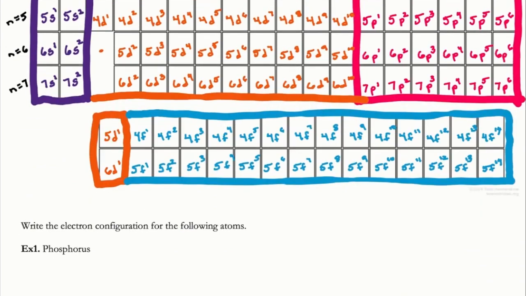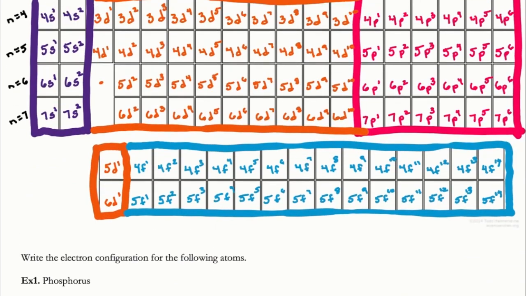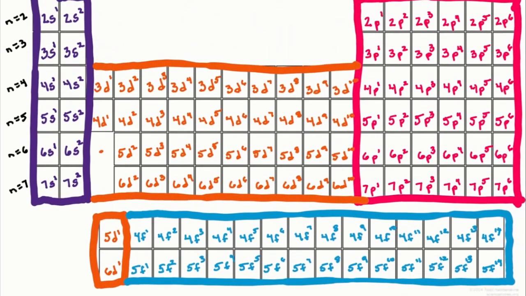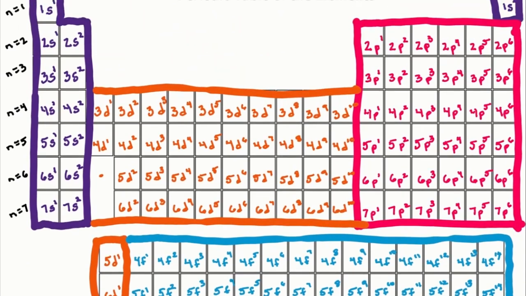So let's look at the first example, phosphorus. Okay, so we're going to use this sample periodic table here. Obviously, this is not what your periodic table looks like, and it's not what I will give to you on a quiz or a test. You will just be using a regular periodic table. But for right now, we're going to practice using it until you get comfortable using the periodic table to write out the electron configuration.